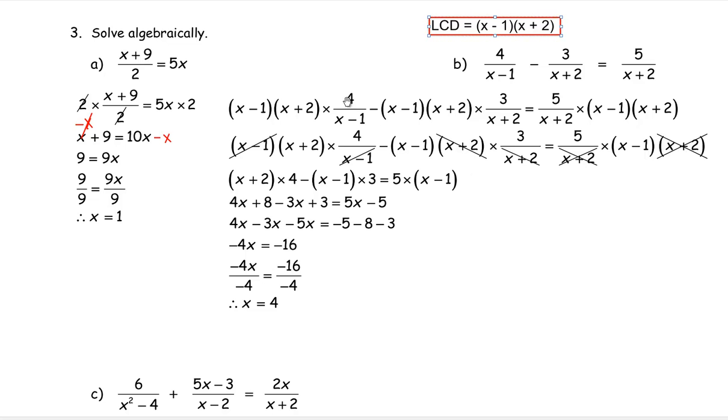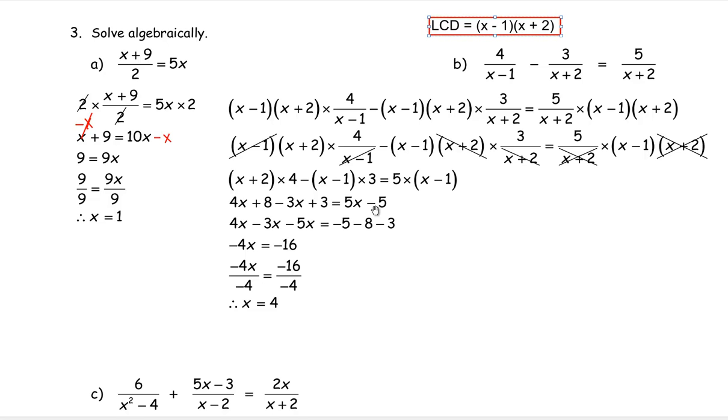And so what we're left with is 4 times the x plus 2. Actually, I guess I should look at this line. 4 times the x plus 2 minus x minus 1 times the 3, that's what's here, equals 5 times this x minus 1. So I expand in, 4 times x is 4x, 4 times 2 is 8. 3 times x would be 3x, but that makes it negative. 3 times negative 1 would be negative 3, but that makes it a plus 3. 5 times x is 5x, 5 times negative 1 is negative 5.